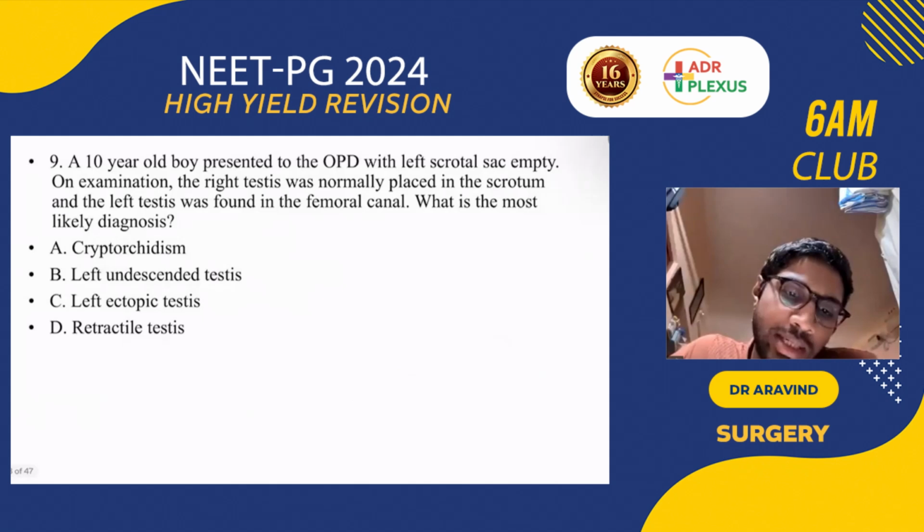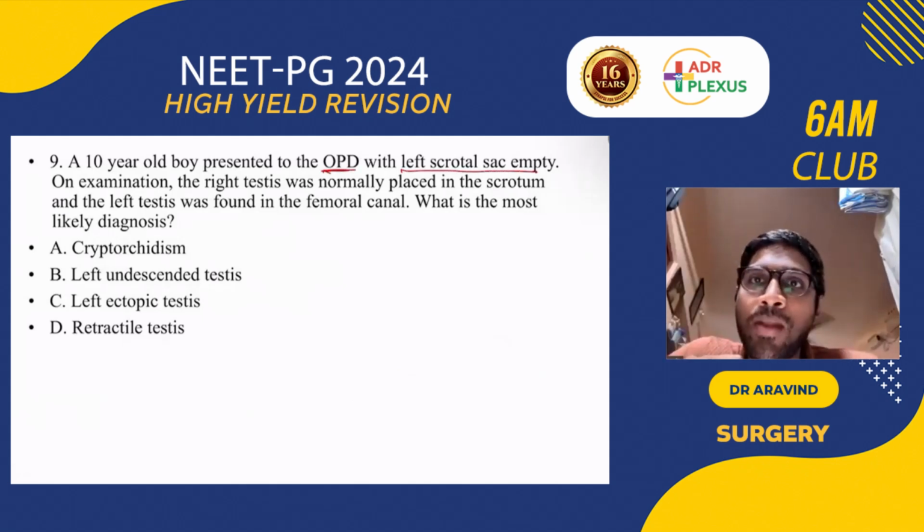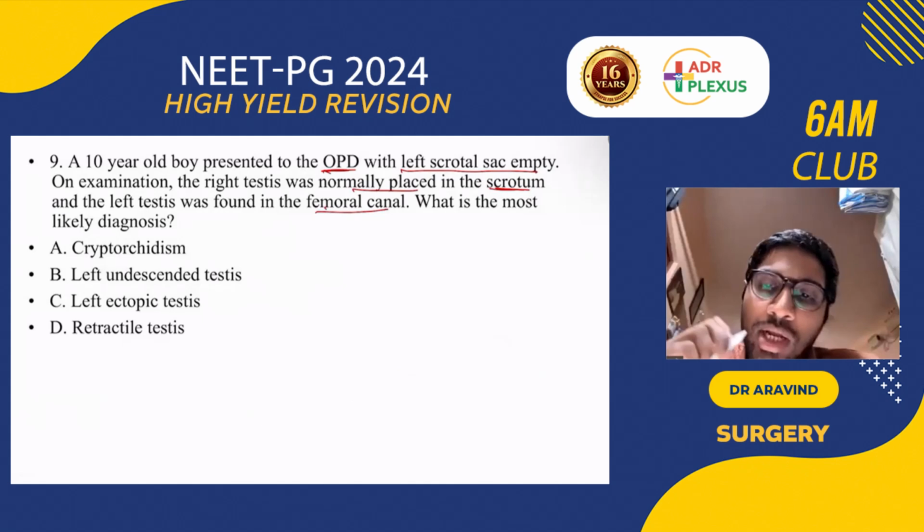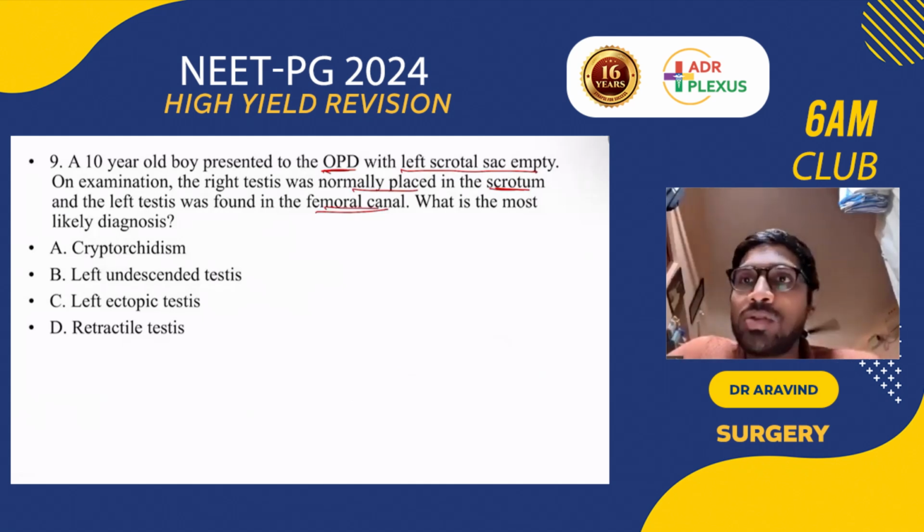Next, a 10-year-old boy presents to the OPD with the left scrotal sac empty. On examination, the right testis was normally placed in the scrotum, and the left testis was found in the femoral canal. What is the most likely diagnosis? Please think and answer. Don't answer in haste or quickly. Few people are getting it right. The answer is C here.